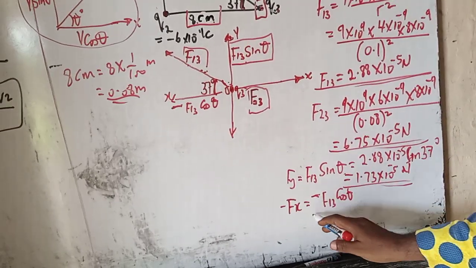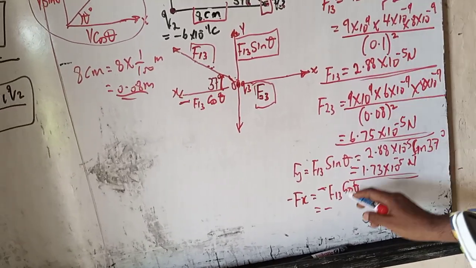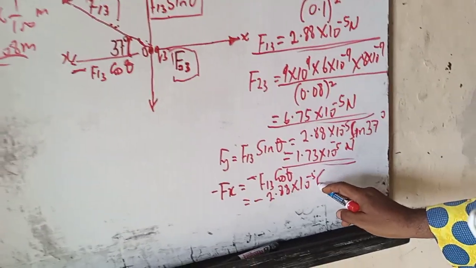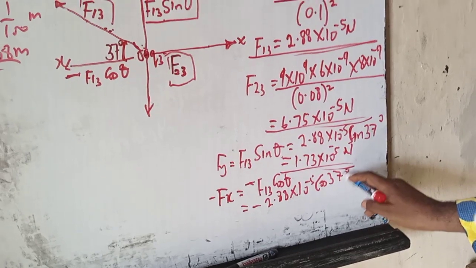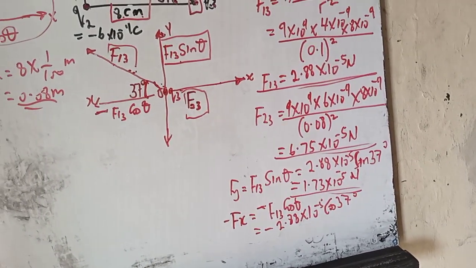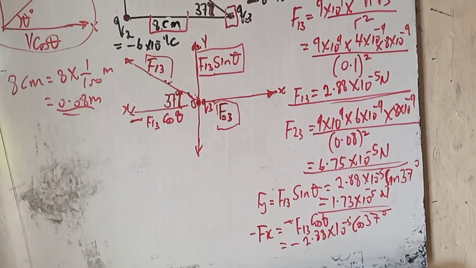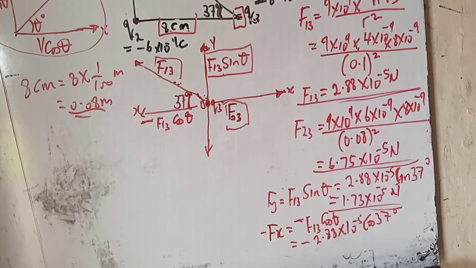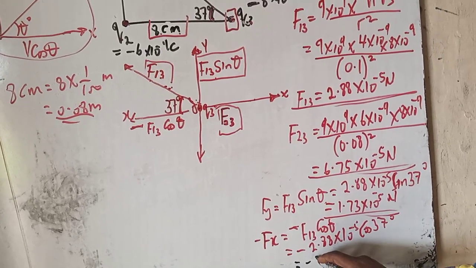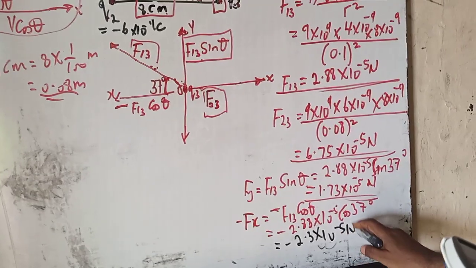So this particular force F13 is what we have here: 2.88 times 10 raised to minus 5, then cos that 37 degree. Now if we press our calculator, we are going to have something like 2.3 times 10 raised to minus 5. That's a minus 2.3 times 10 raised to minus 5 Newton.